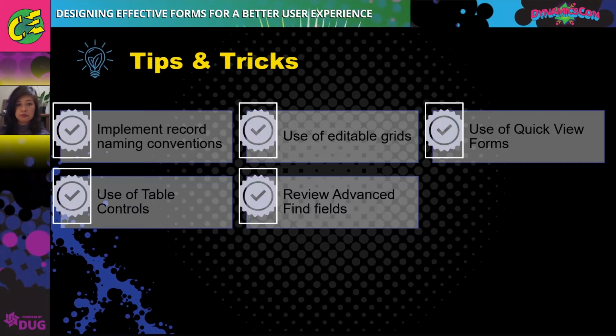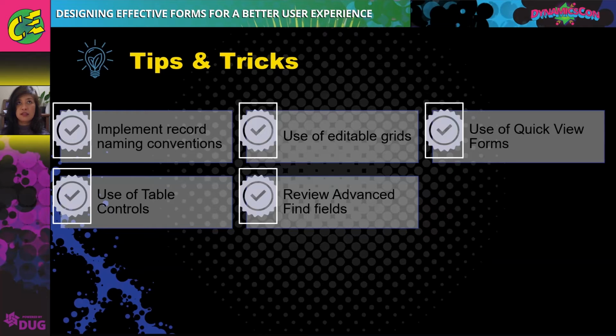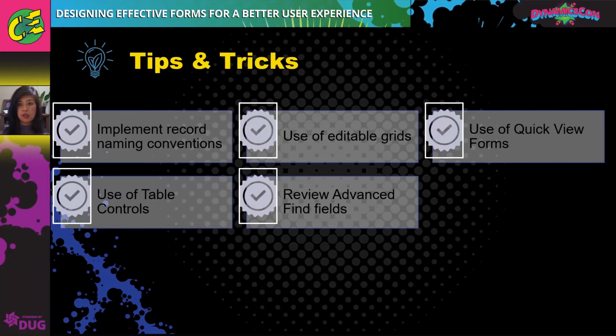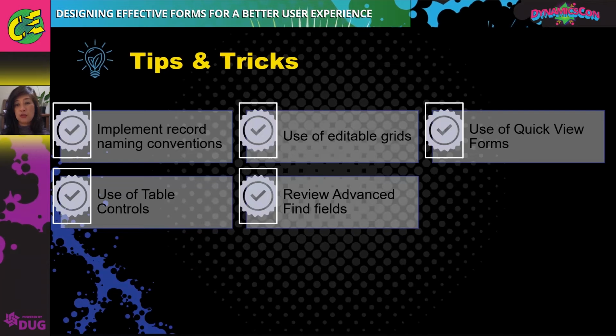Next, one of the uses of table control as well is the Kanban board. I think it's used in the opportunity where you can have a Kanban view of the records and you can just drag and drop to change the status of the opportunity.